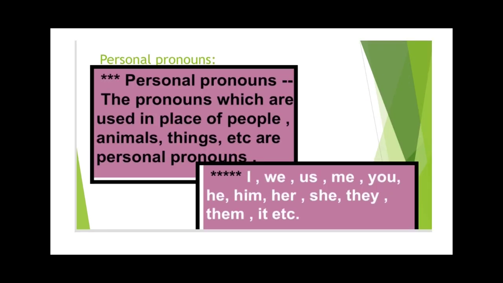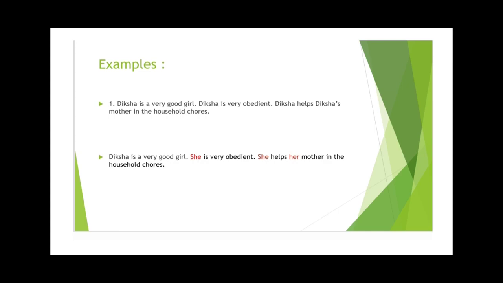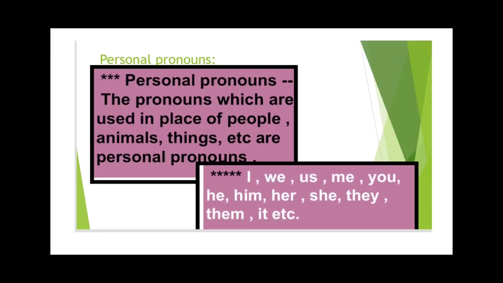The first one is personal pronoun, which refers to the pronouns which are used in place of people, animals, things, etc. And they are I, we, us, me, you, him, her, she, they, them, it, etc. So students, in the first example itself, that is Diksha is a very good girl, she is obedient. Here the pronouns she and her are the personal pronouns because they are referring to the girl Diksha.